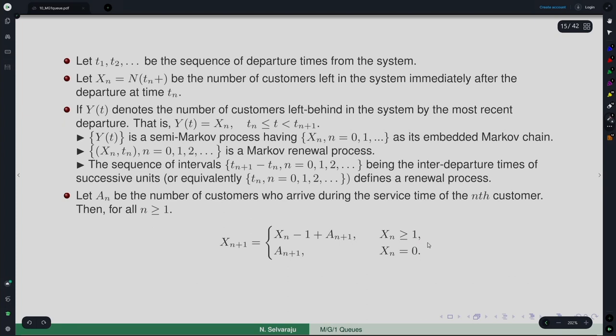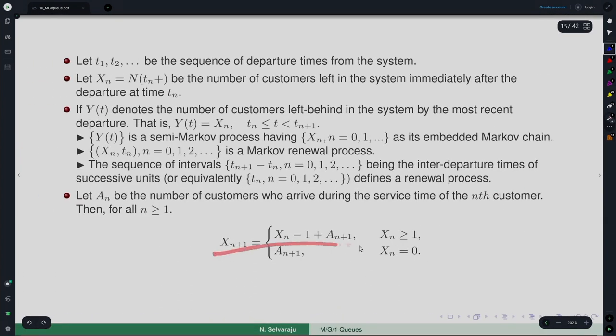Suppose the nth departure leaves at least one customer in the system. Then when the (n+1)th departure happens, the number originally there at the nth departure was x_n, and out of this, 1 will depart. So x_n minus 1 would be the new number. But during the service time of the customer who was getting served, this many customers would have arrived. So the total number left behind by the (n+1)th customer is x_n minus 1 plus a_{n+1}. This is the recursive relationship between the x_n's. Basically, the x_n's are the departure point system sizes.